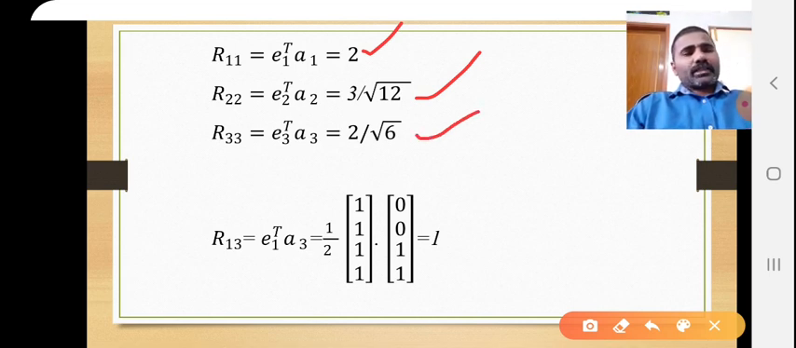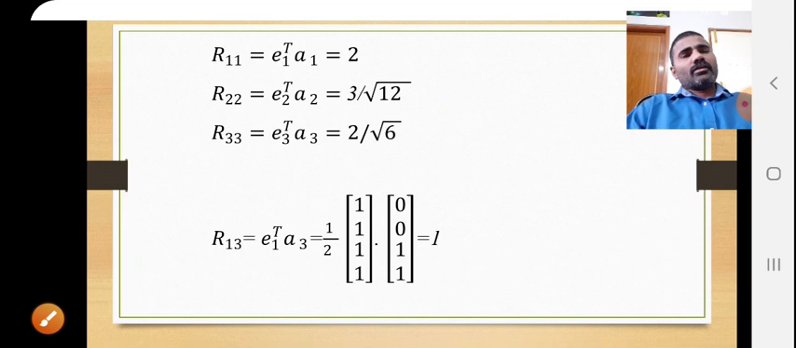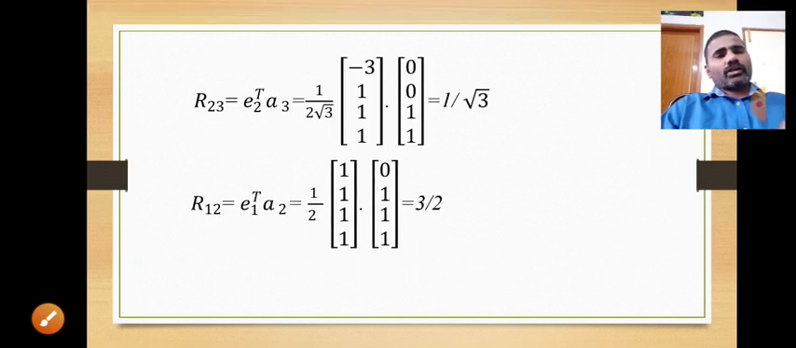And R13 equals E1 transpose into A3. Here I am not taking the transpose, only A dot B I can take. U transpose V is nothing but U dot V. E1 dot A3, E1 is 1 by 2 into 1, 1, 1, 1, A3 is 0, 0, 1, 1, it will become 1. R13 is 1.